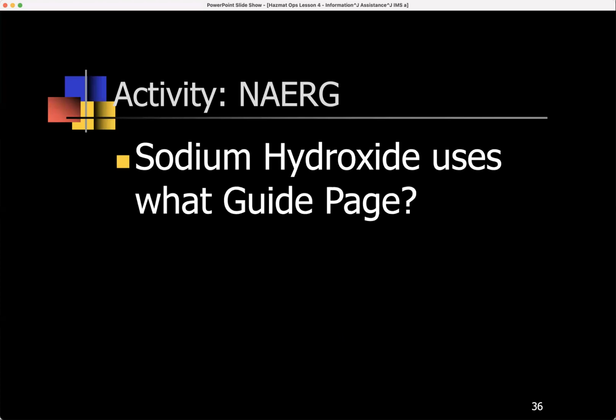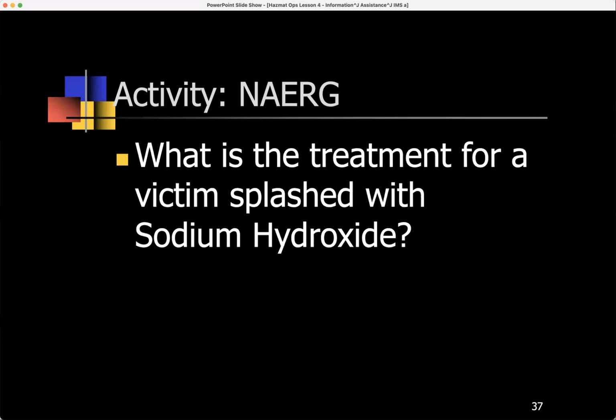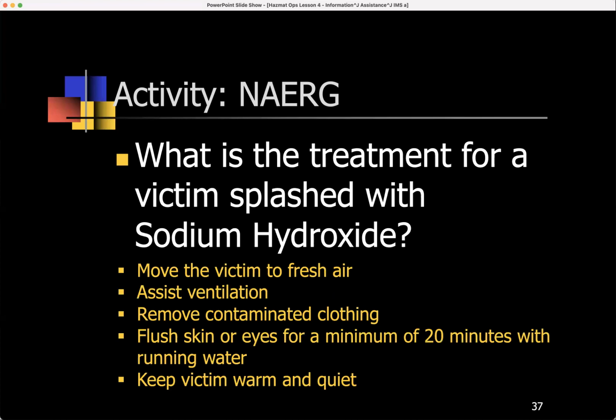Sodium hydroxide, we look it up in the blue section, find out what the guide number is. It's 154. And with sodium hydroxide, what's the treatment for a victim splashed with sodium hydroxide? We look at the first aid section under the emergency response. Move the victim to fresh air, assist ventilation, remove contaminated clothing, flush skin or eyes for a minimum of 20 minutes, and keep victim warm and quiet, calm.